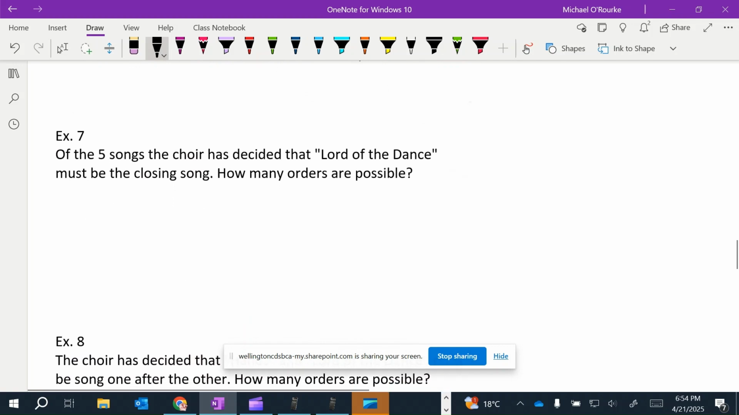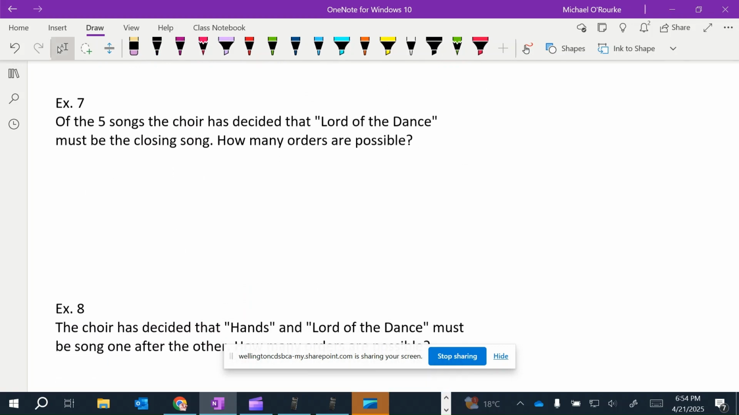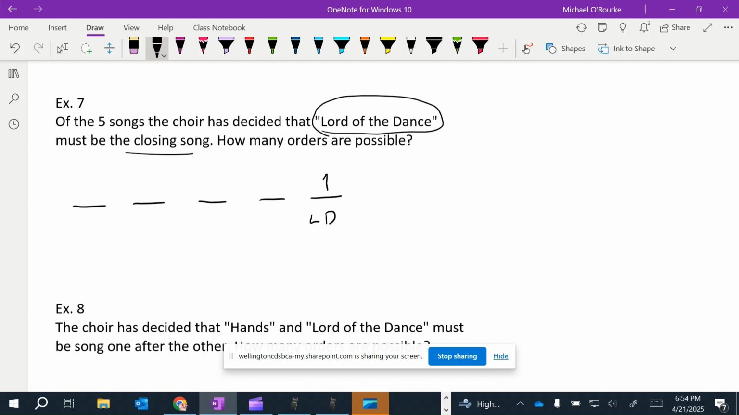Now, we're going to change some stuff up here so we do some thinking. So, of the 5 songs, you decided that Lord of the Dance must be the closing song. So, Lord of the Dance has to be closing. So there's one option to go in this slot here. That would leave 4 options for the first song, 3 options for the second song once I do that one, 2, then 1.